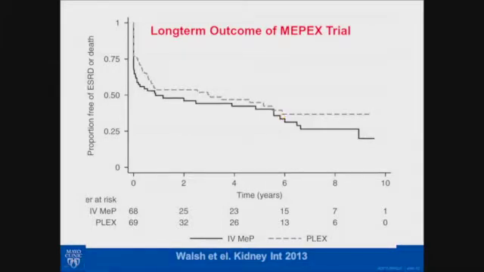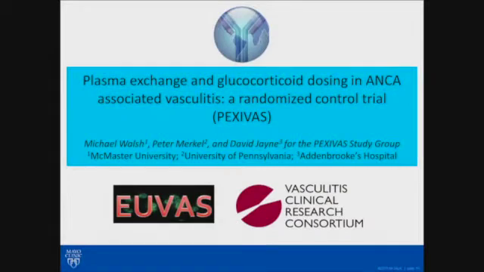And that raised questions on whether plasma exchange is really as helpful as we think it is, or whether it potentially is an invasive, expensive procedure that also has some side effects. And because of this, particularly this analysis, the FDA in the United States and government agencies all over the world said, we need to study this. And as a result, they funded the plasma exchange and glucocorticoid dosing in ANCA-associated vasculitis trial, or the PEXIVAS trial. So we're going to talk about trials and trial results and the importance of clinical trials.